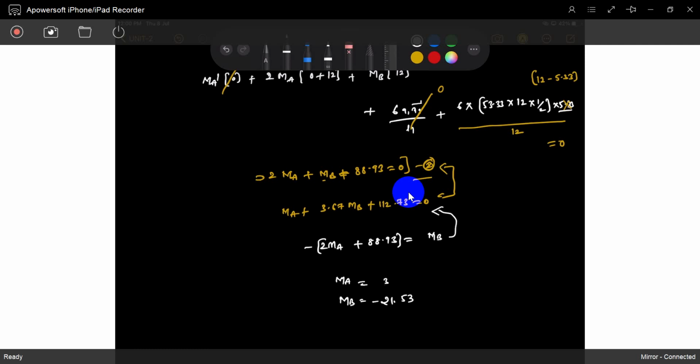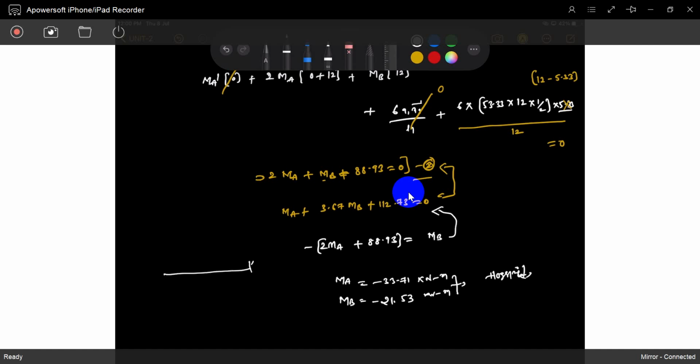MA is 33.71 negative. You will get it like this. So negative means it's hogging. Most of the time you will get hogging moments. Whenever the couple is acting, only then is there some problem. Otherwise, everything you will get is almost hogging.